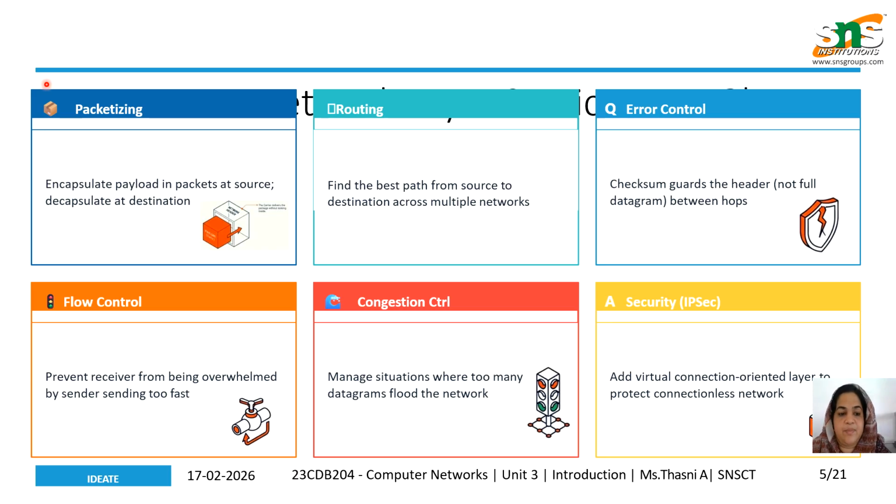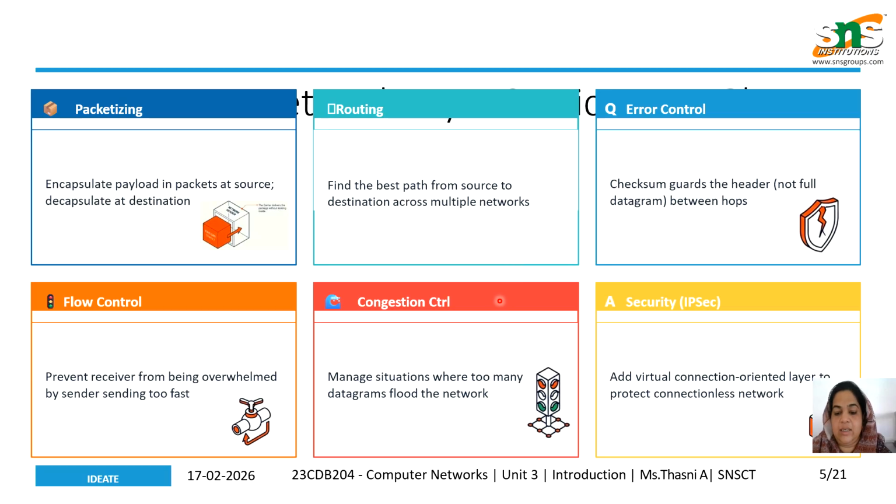First is packetizing, where we encapsulate the payload in packets at the source and decapsulate at the destination. Next is routing, finding the best path from source to destination across multiple networks. Next is error control, where a checksum guards the header, not the full datagram, between hops. Next is flow control, preventing the receiver from being overwhelmed by a sender sending too fast. Next is congestion control, managing the situation where too many datagrams flood into the network.